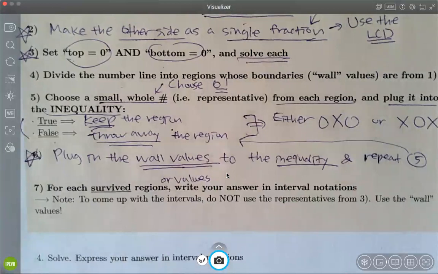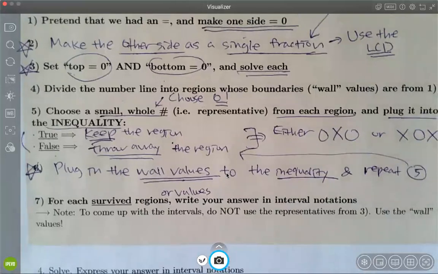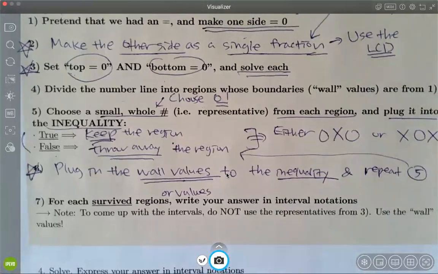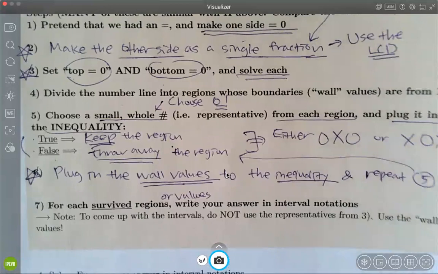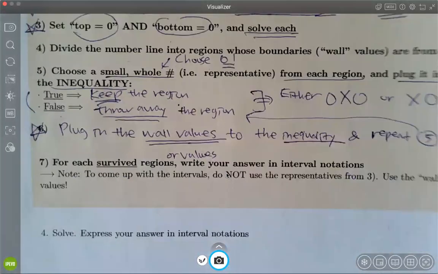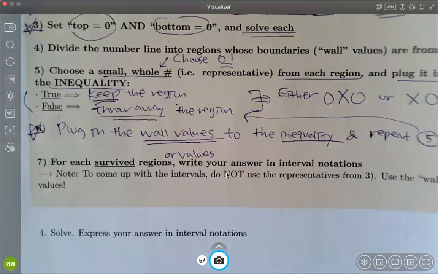Okay, same thing as before. There are a little bit of extra steps here. The first extra step is to express the left-hand side as a single fraction, and then we set top and bottom equal to 0 for that single fraction. And then we also plug in the wall values to check the validity of each wall value. As you can see, it's a bit trickier than the quadratic inequality. If you go to the next page, there are only 2 problems.